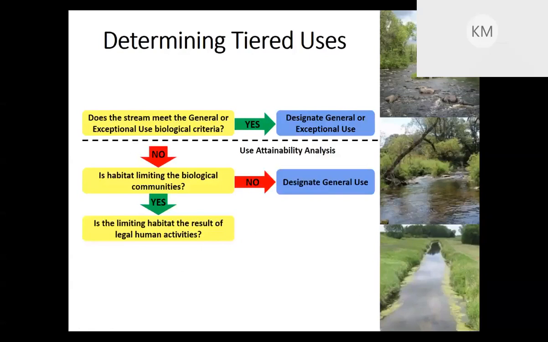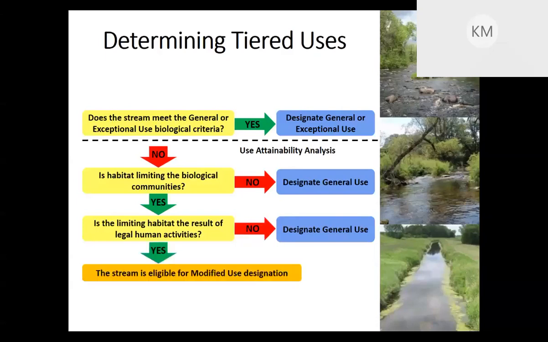The next question is whether or not the habitat is a result of legal human activities. There's a lot of questions rolled into this, and I'll cover a couple of those. One obvious one is that it isn't a ditch. We have natural channel streams that have poor habitat, and that may be part of what's driving the non-attainment of that general use. But if it's not those legal human activities, then we would designate it as general use. But if the answer is yes, then it could be eligible for a modified use.